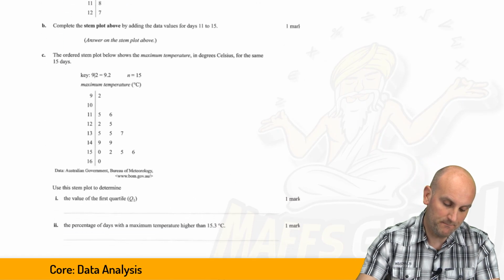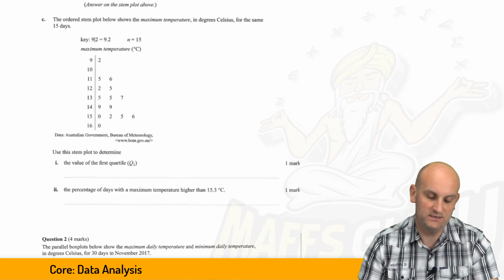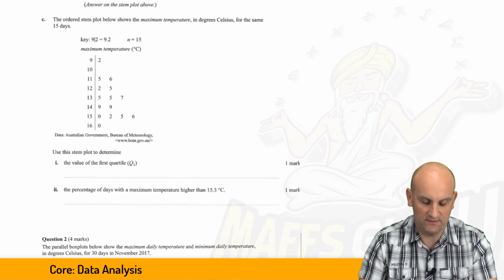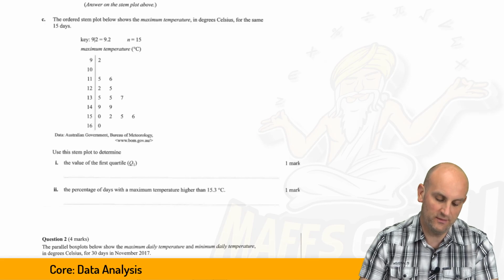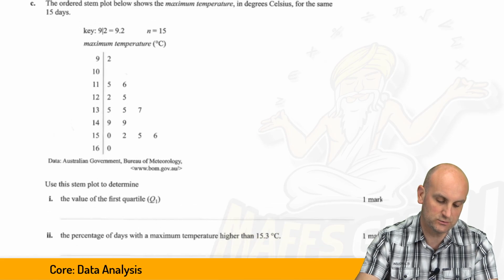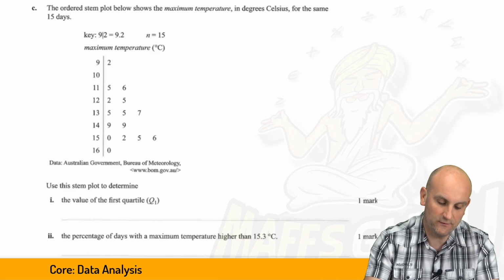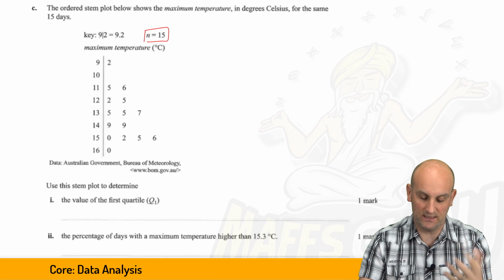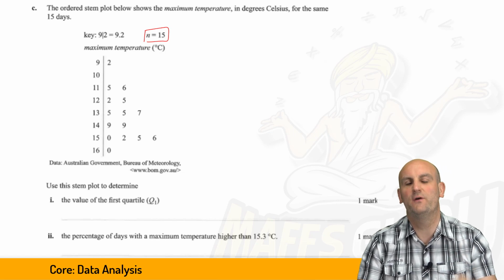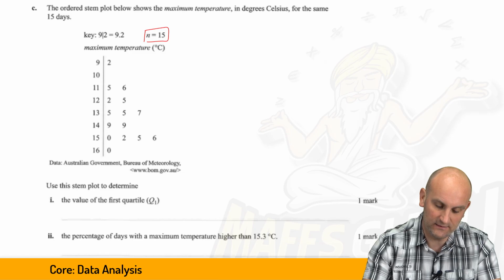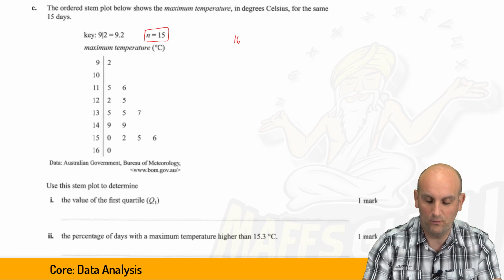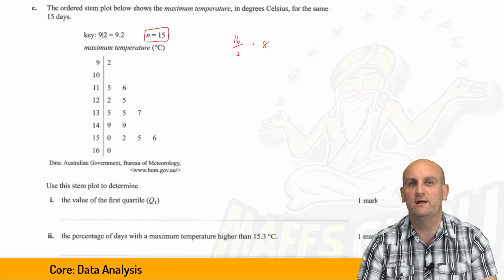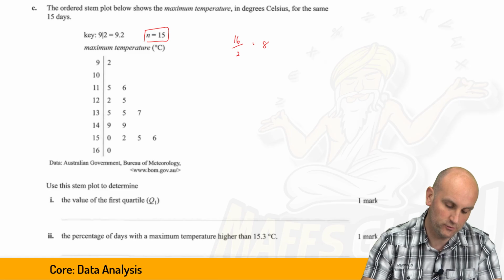The ordered stem plot below shows the maximum temperature in degrees Celsius for the same 15 days. Use this stem plot to determine the value of the first quartile. Now what I notice is we've got 15 data items. To find my first quartile, what I'm going to do is find the median. There's 15 data items, so n plus 1 divided by 2 tells me that the median value, that middle value, will be the 8th data item. 1, 2, 3, 4, 5, 6, 7, and there is my 8th data item.